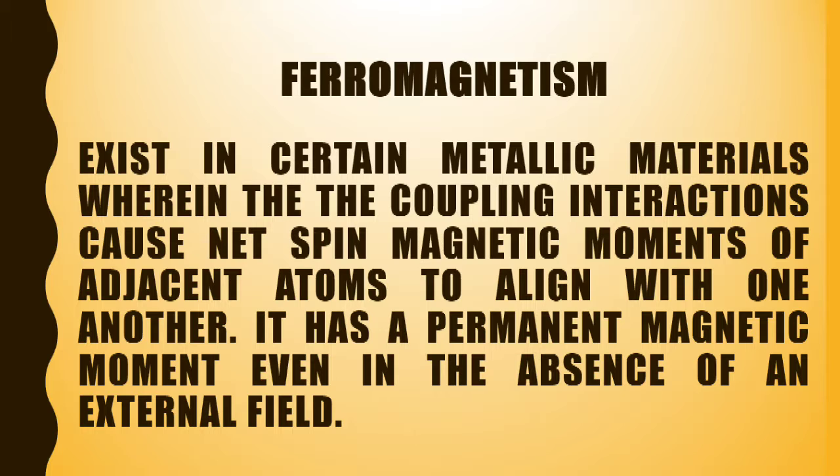It is displayed in the transition metals like iron, cobalt, nickel, and some of the rare earth metals such as gadolinium. Now, let's discuss the two subclasses of ferromagnetism.